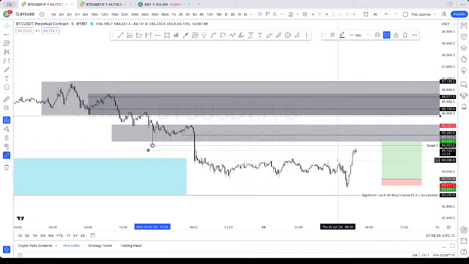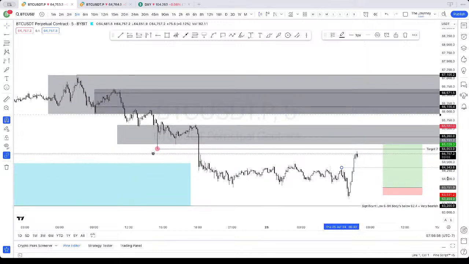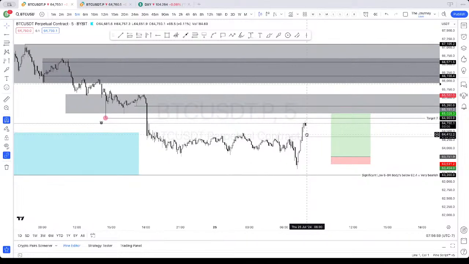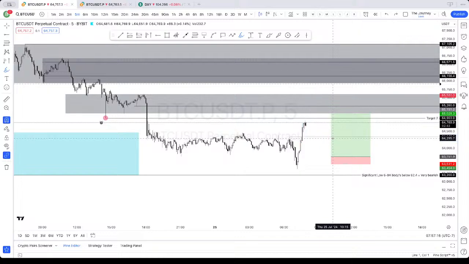Is there any immediate longs that I'm interested in? Yep, there is. It is essentially going to be a retest back into this demand here at 64,343. I don't think it can just saw right through here with nothing but bullish candles. That would change this idea for me if it were to happen. I just don't think that it will.